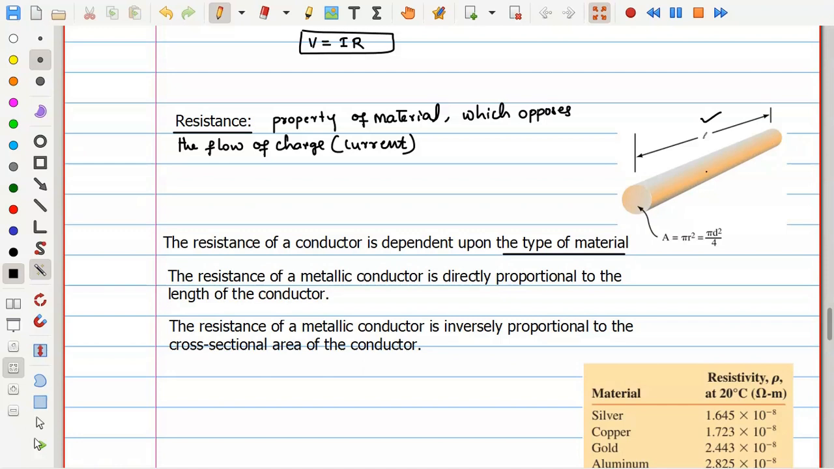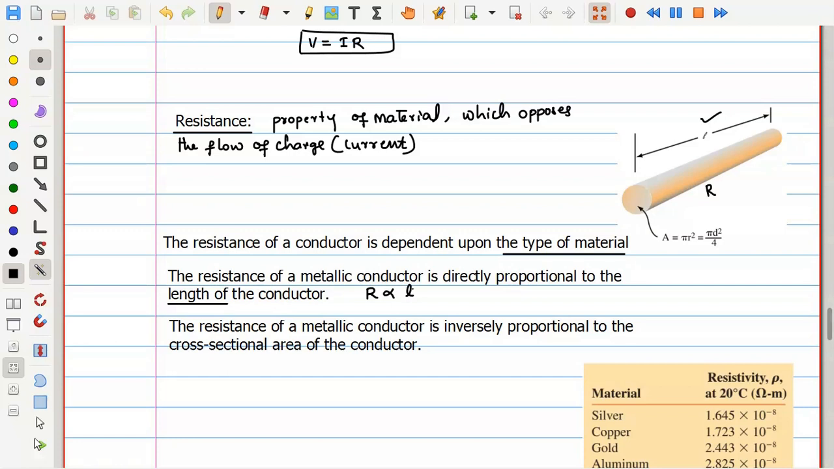Now, based on the previous experiments that many people have conducted, they have come up with this conclusion that the resistance of the material is proportional to the length of the conductor. So the resistance of the metallic conductor is proportional to its length. So R is proportional to L.